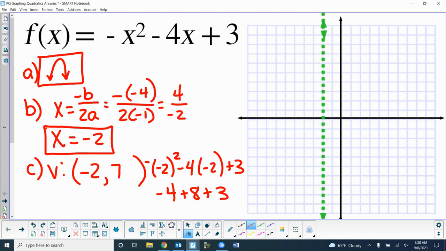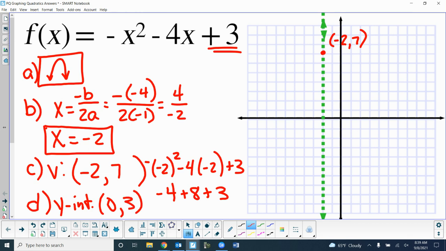1, 2, 3, 4, 5, 6, 7. So right there, label it. All right. D is the y-intercept. And the x value is always 0, but it's the c value. What's my c value? 3. So that's my y-intercept. So I label that point. 1, 2, 3 on the y-axis.